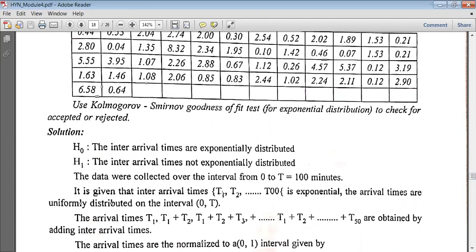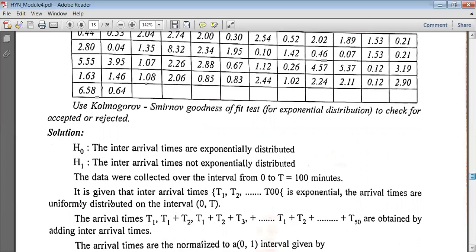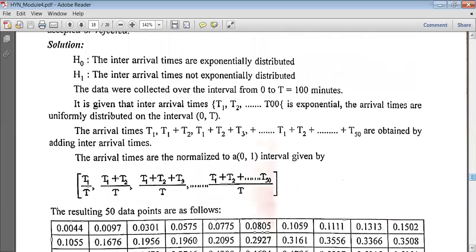So the data is collected as given in the question above. It is collected from 0 to T, that is 0 to 100 minutes. Since the given data is the inter-arrival time, for the first interval, the time will be as it is, right? For the second, we have to add the two values. So in order to calculate the arrival time, we have to add the consecutive inter-arrival times. So that is what we are doing here.